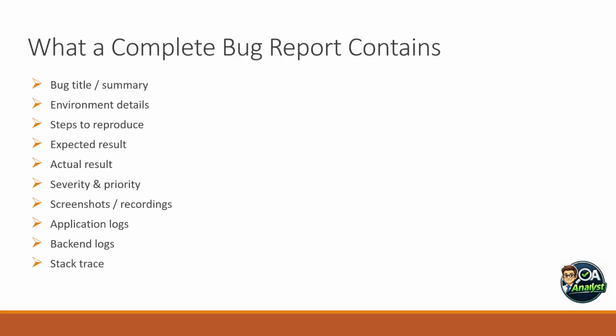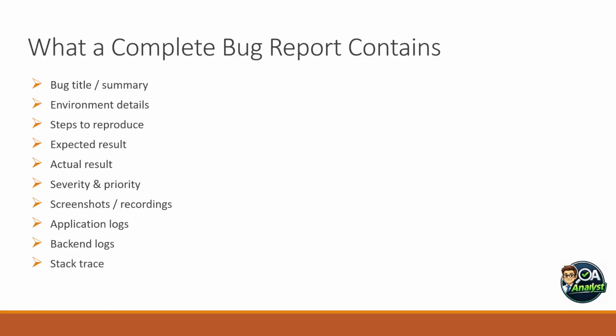The next point is expected result. So the expected result explains what should happen, not what you think should happen. Okay, so it must be based on the requirement document, user story, and acceptance criteria. So for example, users should be redirected to the dashboard after successful login. So this proves the application is not behaving as per requirement. Okay, so the expected result also should be very clear, and it should explain clearly what should happen after some action.